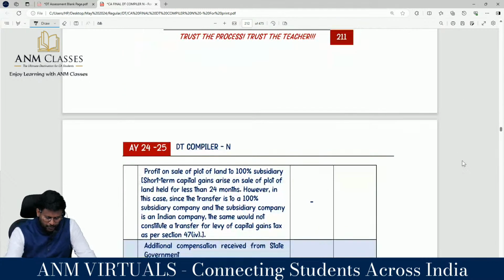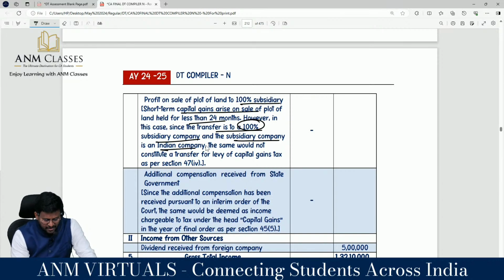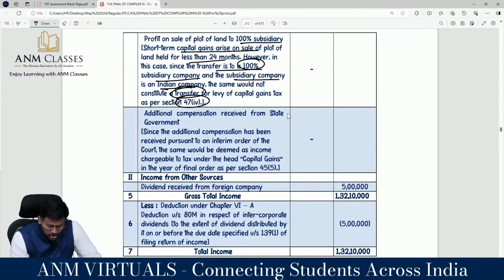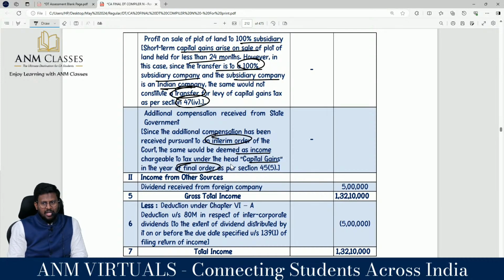Capital gain, profit from plot of land to 100% subsidiary: short-term capital gain arising on sale of plot for less than 24 months. However, in this case, since it is a transfer to a 100% subsidiary company and the subsidiary company is an Indian company, the same would not constitute a transfer for levy of capital gain under section 47 clause 4. Additional compensation received from state government. Since additional compensation has been received pursuant to a final order, the same would be deemed as income chargeable to tax under the head capital gain in the year the final order is passed, as per section 45 subsection 5.